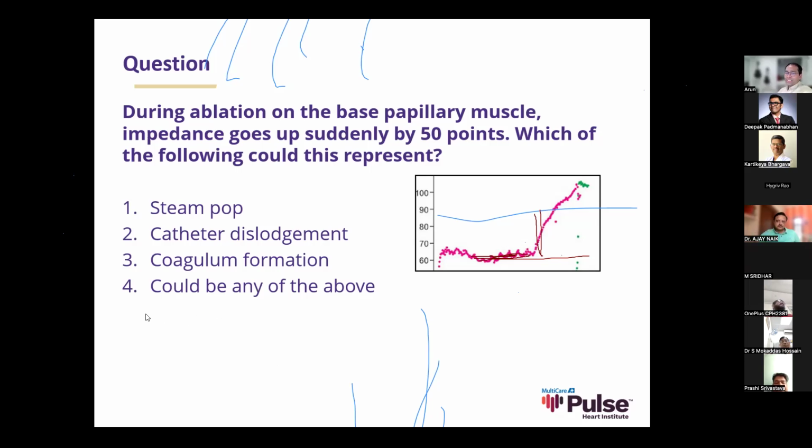The answer is all of the above, actually, any of the above. Steam pop can lead to a sudden increase in impedance. Catheter dislodgement can lead to a sudden increase in impedance, and coagulum formation can also lead to an increase in impedance.